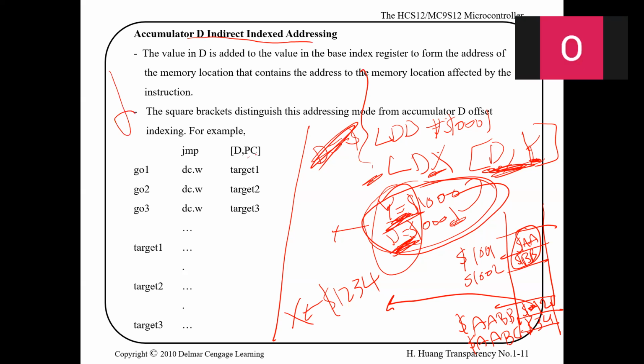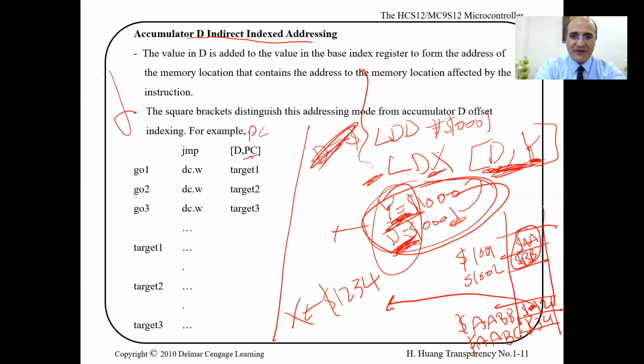In this case, the index register here used is the program counter instead of X. And remember, where does the program counter point? It always points to program memory. So look at this jump instruction. The jump will send the program counter to a memory location depending on D. And if D was 0, after executing this instruction, where is my program counter pointing?